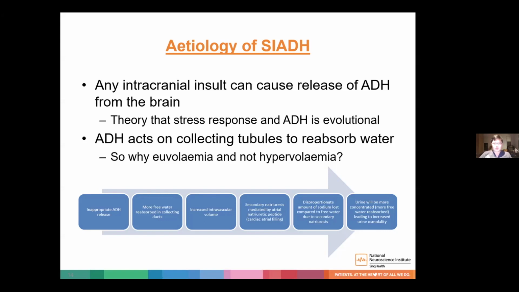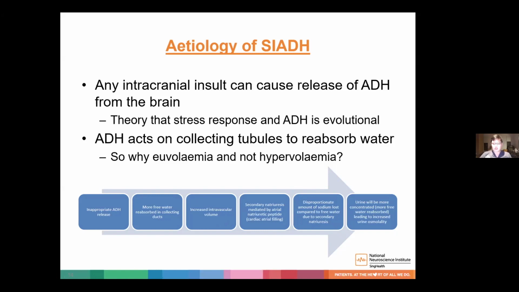Then the question comes, why do these people have euvolemia and not hypervolemia if they reabsorb more water? You have to go back to the pathophysiology of SIADH. You start off with the inappropriate ADH release, which causes more free water reabsorption in the collecting ducts. This leads to an increase in the intravascular volume. When the intravascular volume goes up, it leads to a secondary natriuresis mediated by atrial natriuretic peptide, because there's increased cardiac atrial filling. Subsequently, this leads to a disproportionate loss of sodium compared to free water due to the secondary natriuresis. Therefore, the patient gets euvolemic hyponatremia, and their urine will be more concentrated, which leads to a higher urine osmolality.